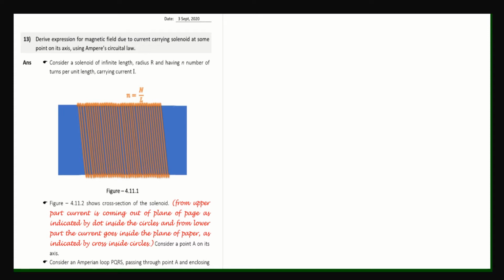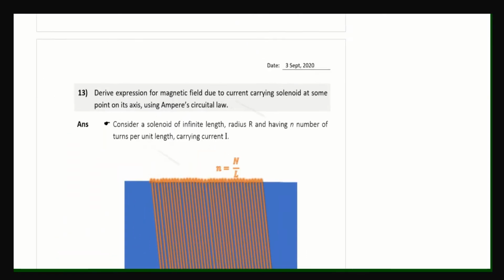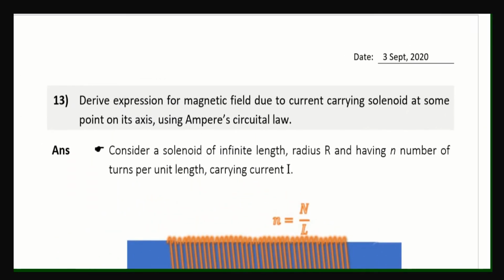Hello students, in this video we'll try to derive the expression for the magnetic field due to a current carrying solenoid at some point on its axis using Ampere's circuital law. We already derived the expression for the magnetic field of a solenoid earlier using Biot-Savart's law. Today we will use Ampere's circuital law to derive the magnetic field expression, and let us see how to do it.